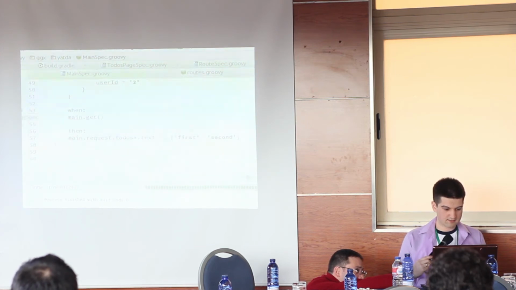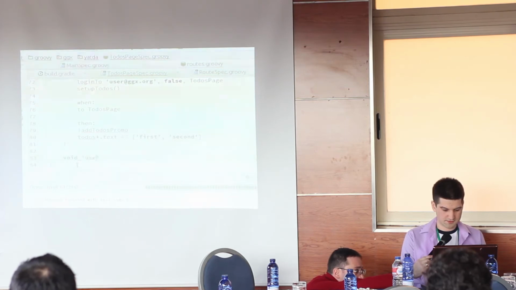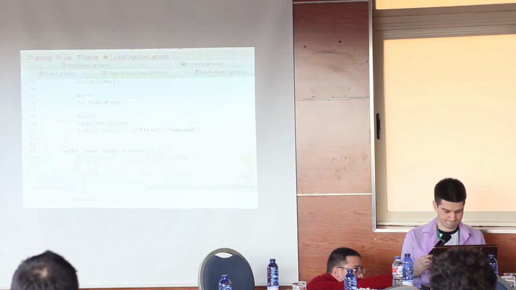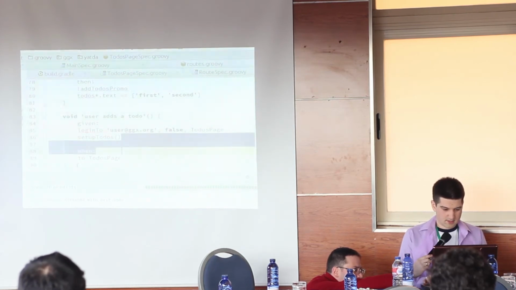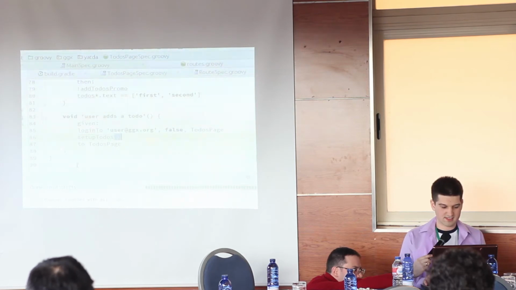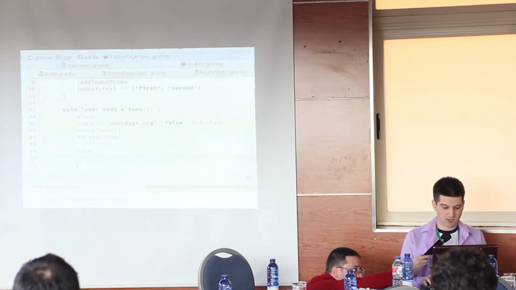Okay, so let's start with a functional test first. Let's say that user adds a to-do. Let's steal some code from here. Okay. So we have our setup. So we set up some data in the data store. We log in. We go to the to-dos page, and then we want to set the text of our new to-do.